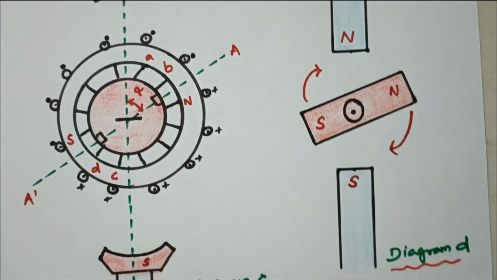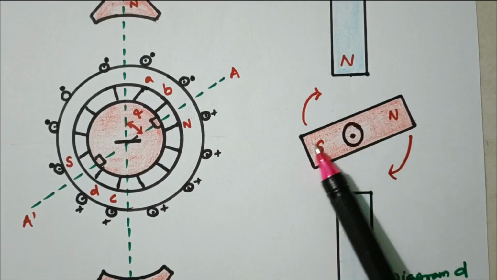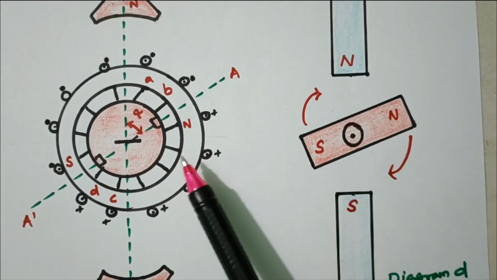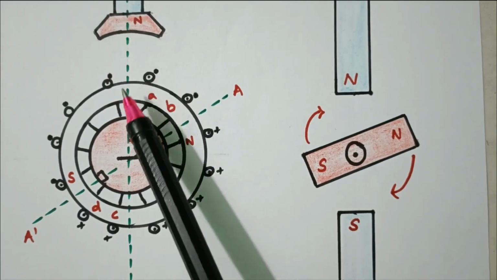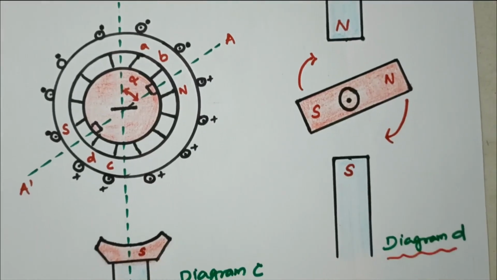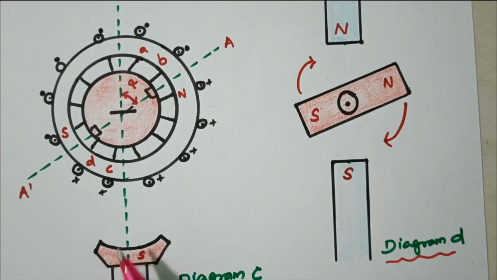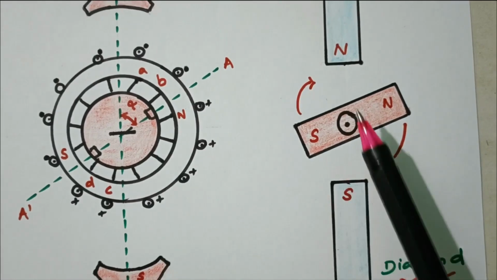That is shown in diagram D. See this, it is now inclined. In the earlier case, diagram A, the main pole is N and the rotor pole is also N, and the rotor pole is S and the main pole is S, so there is a repulsion. Now it is rotated and inclined at an angle of alpha. So now see the position.